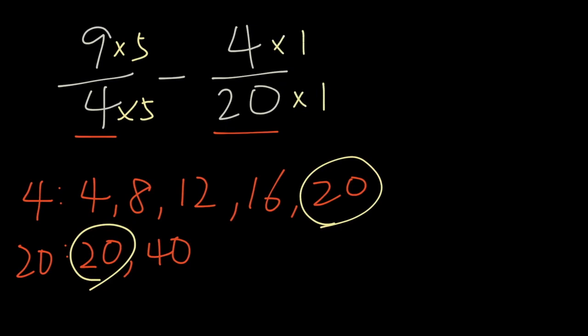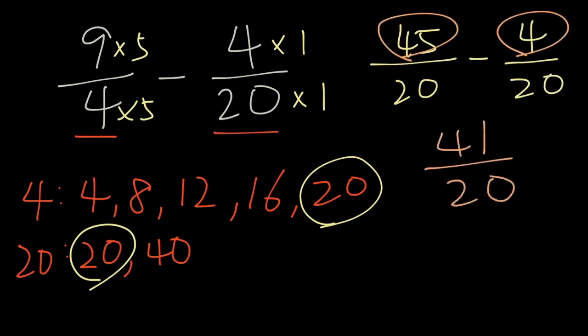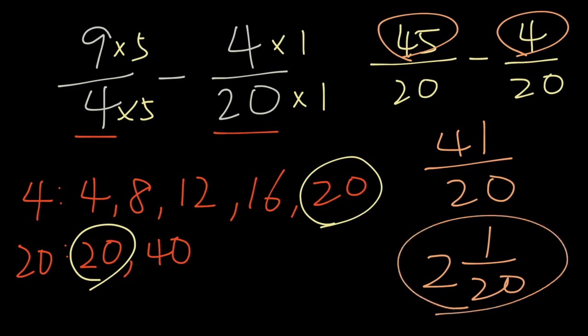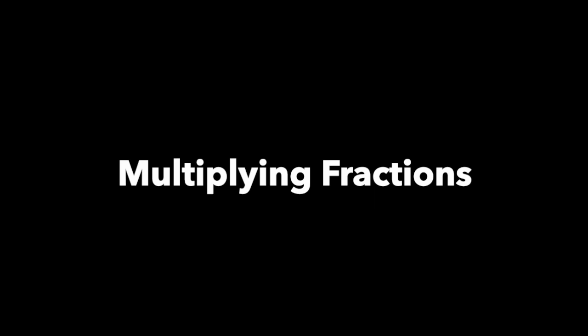And to rewrite this, we would have 45 over 20 minus 4 over 20. And taking 45 minus 4, we will have 41 over 20. And we can also rewrite this as a mixed number of 2 and 1 over 20. And that's our answer.